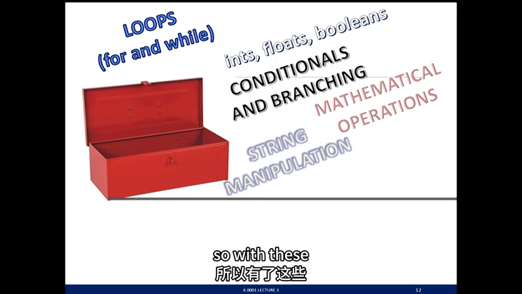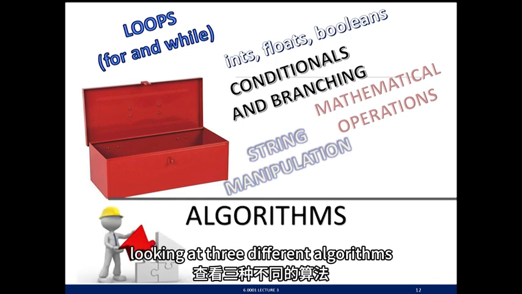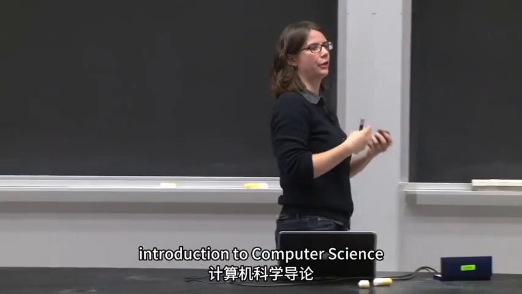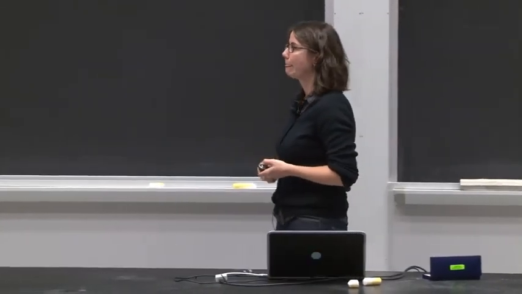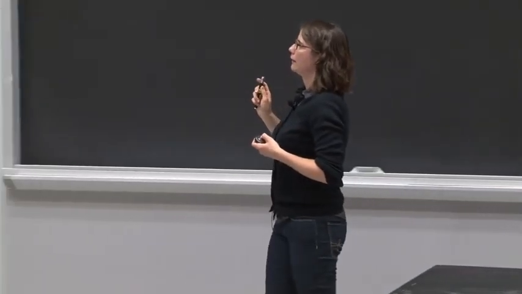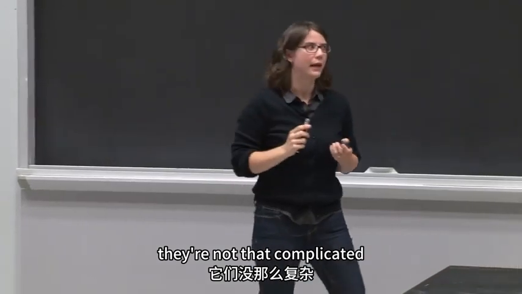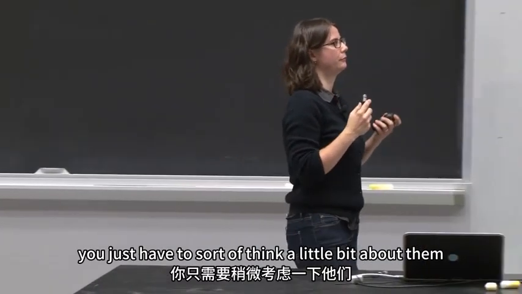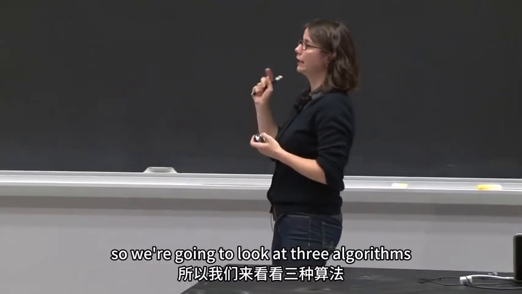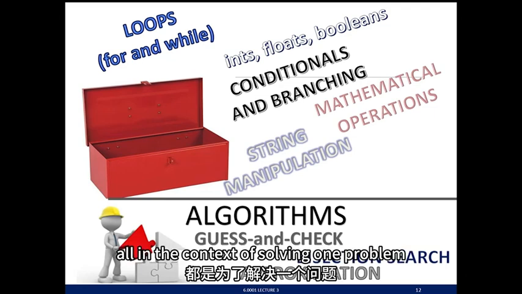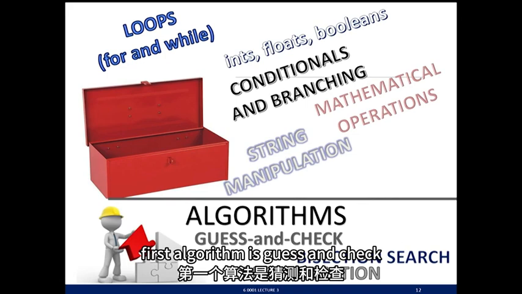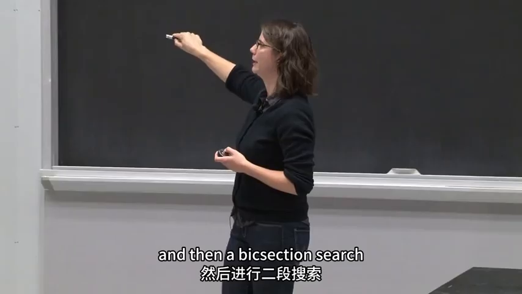Okay? So with these, the second part of this lecture is going to be looking at 3 different algorithms. That's the computer science part of this class, Introduction to Computer Science and Programming using Python. Don't let the word algorithms scare you, right? They're not that complicated. You just have to think a little bit about them, and you'll be able to get them. Okay? So we're going to look at 3 algorithms, all in the context of solving one problem, which is finding the cube root. First algorithm is guess and check. Then we're going to look at an approximation algorithm, and then a bisection search.